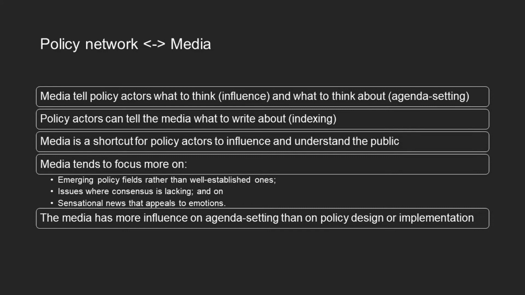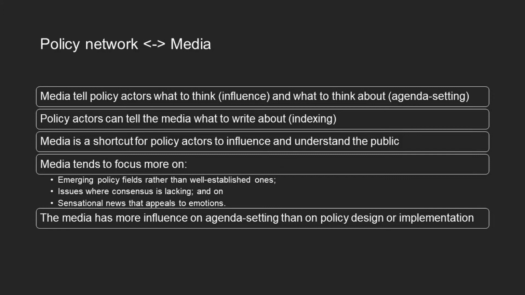Very briefly, the media can tell policy actors what to think, so in terms of what kind of beliefs people should have. You have right-wing and left-wing media, for example, that will propagate different types of beliefs. But they will also tell them what to think about. They will cover news and say, oh, this is a big event. And then people might think, oh, then I will think about this and this will be my political role. Or policy actors can actually tell the media what to write about, which is called indexing. Very often policy actors, for example politicians, interact with the media, and can choose what they say to the media such that the public will know what is said this way.